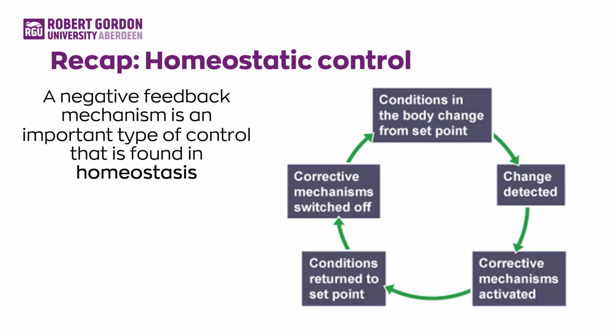So to recap again, the thyroid doesn't just release hormones randomly, as you would know. It operates under a coordinated negative feedback mechanism, just like we learned in the previous series. If there's a change in condition in the body from a set point, the change is detected, corrective mechanisms are activated, conditions return to set point, and corrective mechanisms are switched off. So it is a constant balancing act, and most thyroid disorders arise when this balance fails.